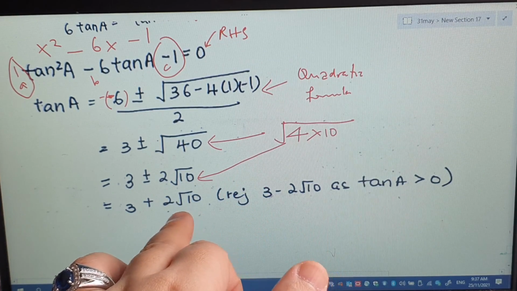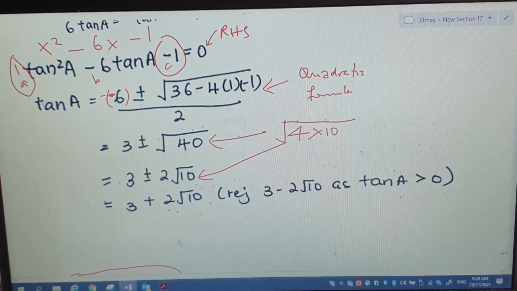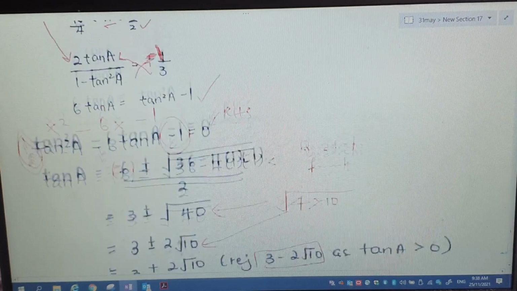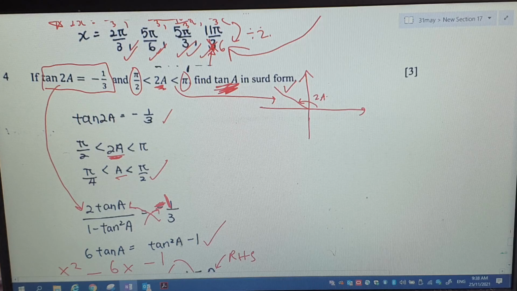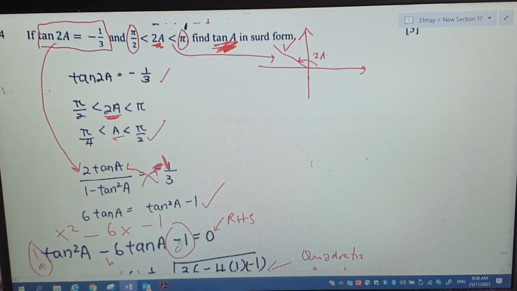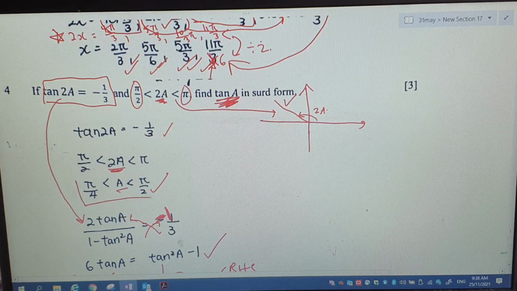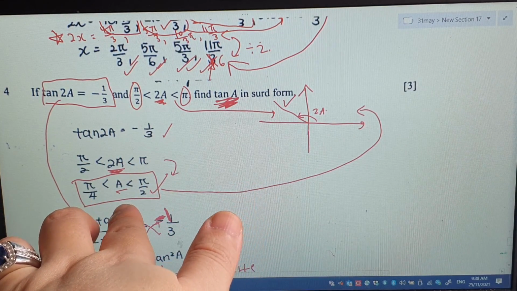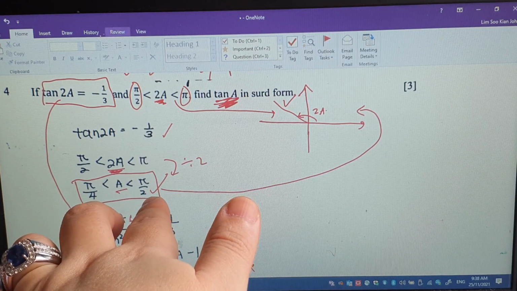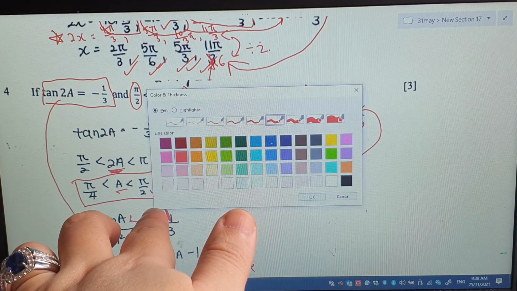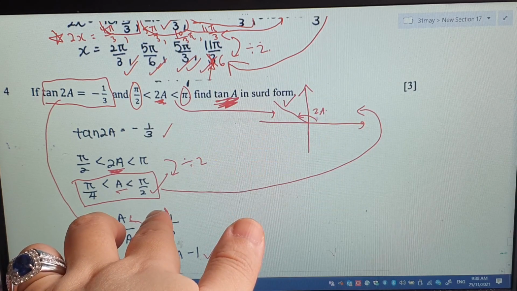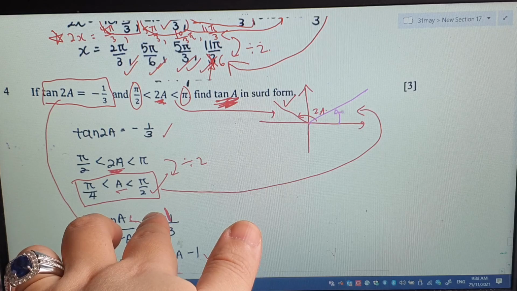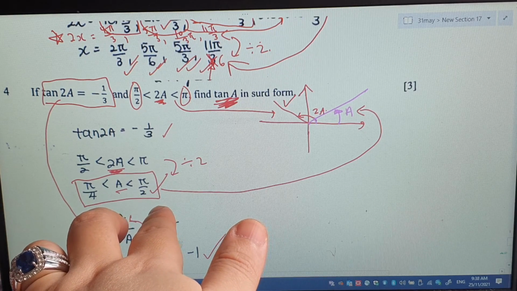And why do we reject this one? Because, where is it? Here. You find that your angle, after this division of 2, okay, this part here you try to understand, it's actually here. Yes, your 2a is here.